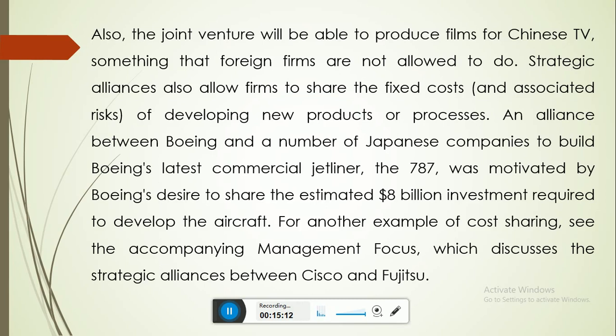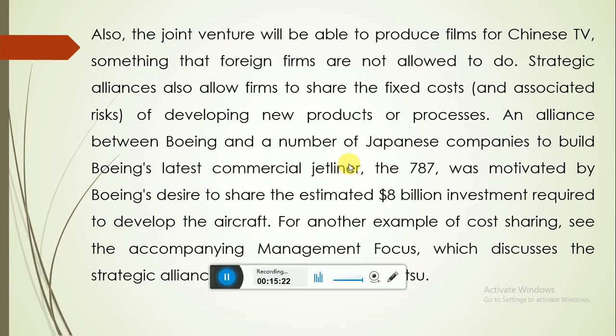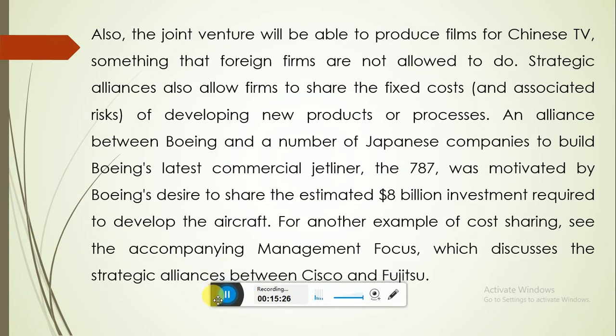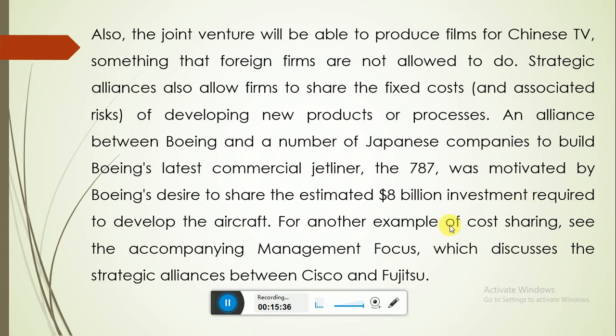An alliance between Boeing and a number of Japanese companies to build Boeing's latest commercial jetliner, the 787, was motivated by Boeing's desire to share the estimated 8 billion investment required to develop the aircraft. For another example of cost sharing, see the accompanying management focus.